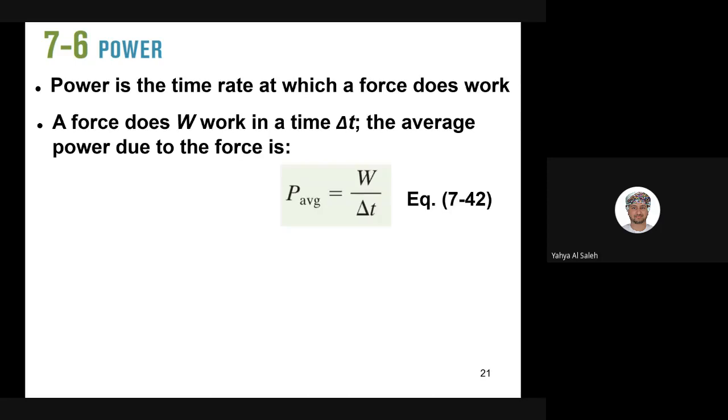Then the average power is W over delta t. The rate at which a force does work. So work divided by time, we get the average power. If our average power is W over delta t, what is our instantaneous power?